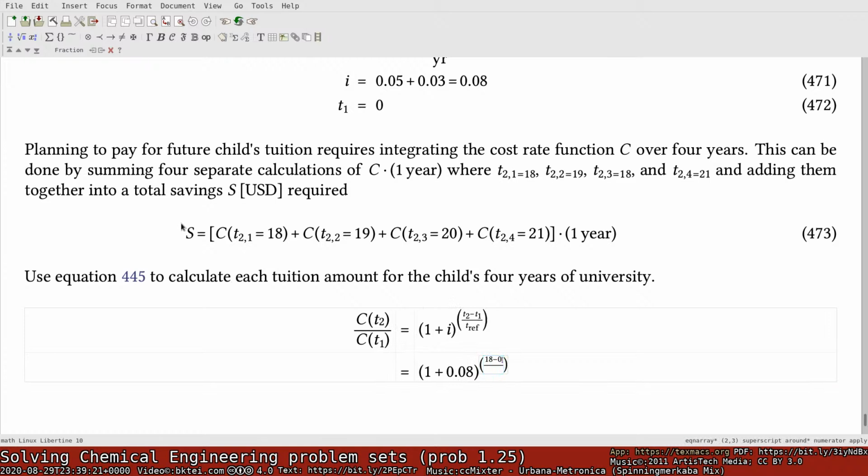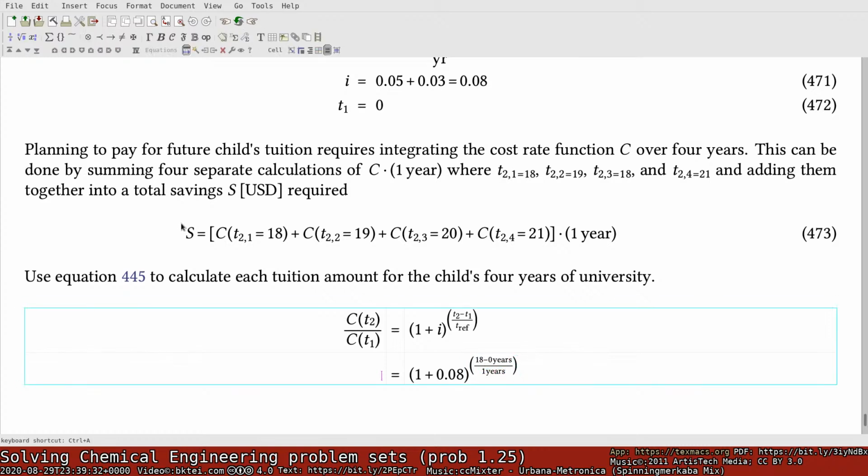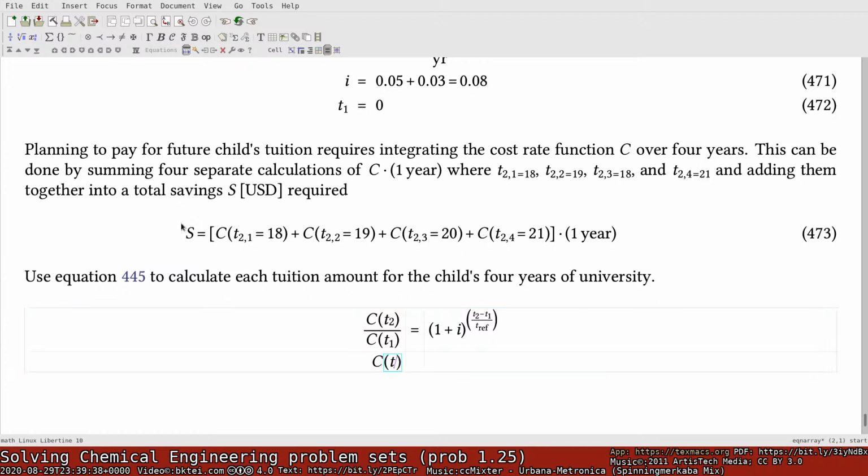Minus 0 years, 1 year, no, 0 years, no. I guess I have to solve for that first. Let's do that.